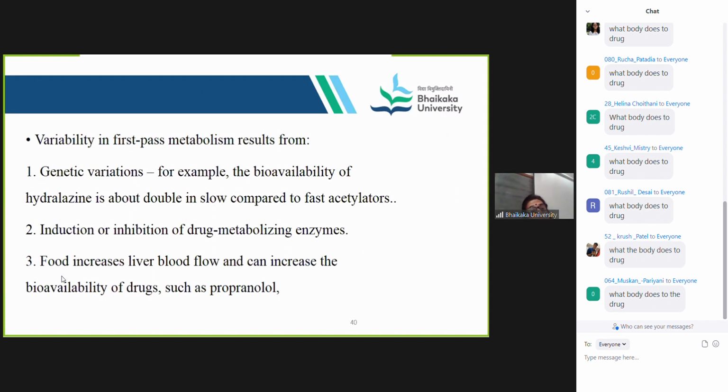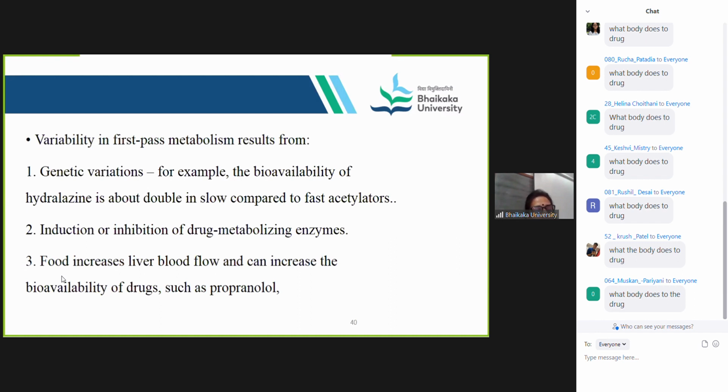What are the factors where the first pass metabolism may vary? The first is genetic variation. With genetic variations, the bioavailability may vary. Especially here I have written the drug called hydralazine. It is one of the drugs given as an antihypertensive, and it is impacted by genetic variations.